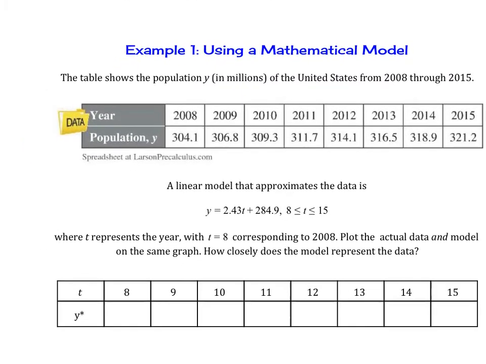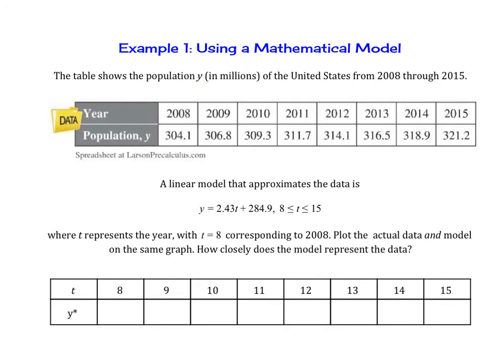So example 1, we're going to use a mathematical model. The table shows the population Y in millions of the United States from 2008 through 2015. So we have this data. In 2008, it's this population and so forth. We have a linear model that approximates the data, and that is this equation here, when t is between 8 and 15, 2008 and 2015, where t represents the year, with t = 8 corresponding to 2008. We're not going to plot the actual data, but we're going to plug the values into the model to see how closely the model represents the data.